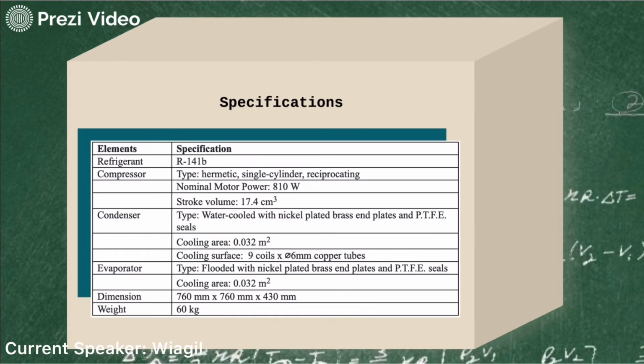So here are some of the unit's specifications. It is designed to specifically operate on nothing but refrigerant R141B. And then the compressor used is a reciprocating and hermetic type compressor, which is commonly found in domestic refrigerators. It is also directly coupled to an electric motor having nominal power of 810 watts. Here we can see that the condenser is of the water-cooled type, and the evaporator is of the flooded type. This can be distinguished by the placement of the cooling coils.